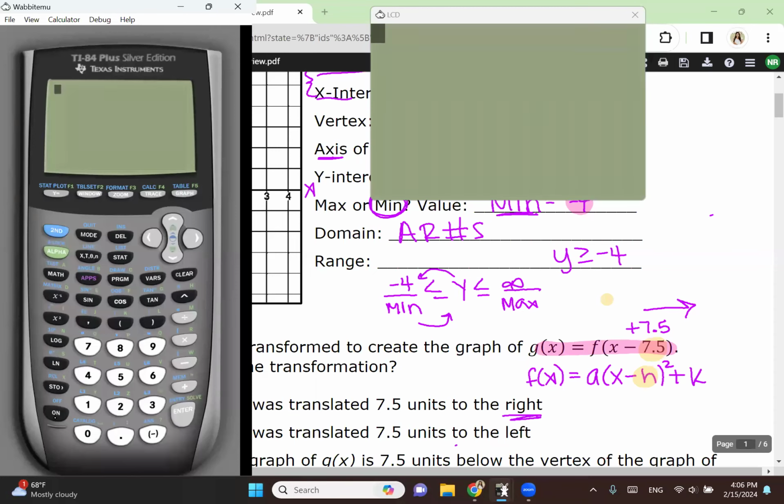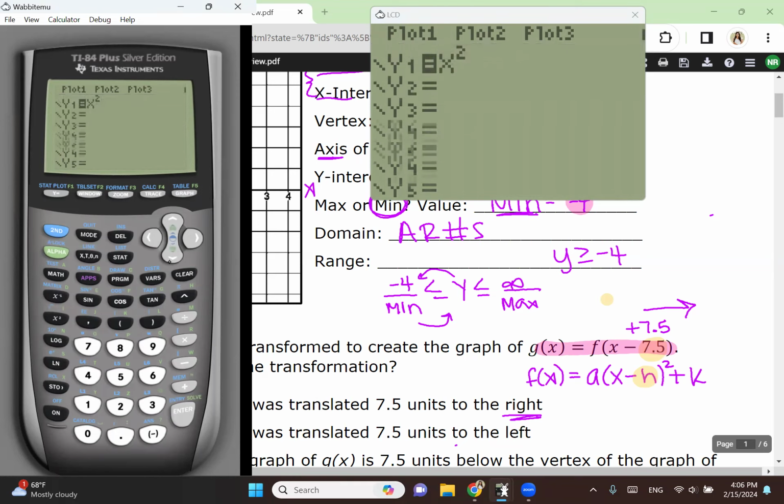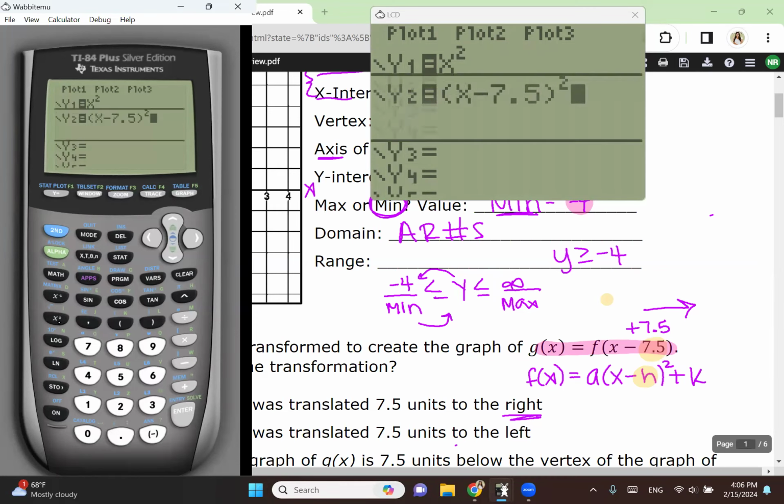Okay, I was trying to figure out a way to show you my other calculator. It wouldn't let me. So what you can do, and obviously with your updated calculators, you'll be able to see it in colors with red and blue, right? Because the parent function is x squared, I'm going to put x squared right here in the first line in y1. And then I'm going to put the new function into y2, which should be (x - 7.5)^2.